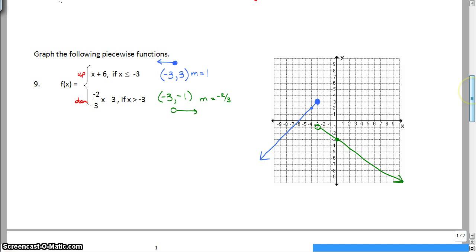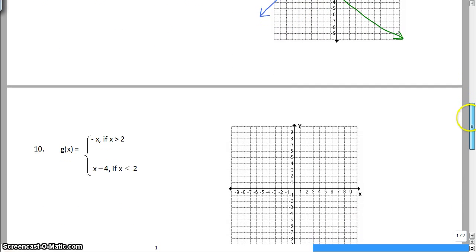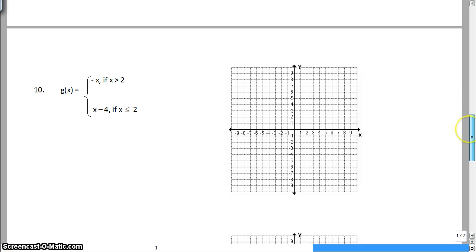So if you found that a little tricky, I recommend that you rewind and you watch it again, and then come give number 10 a try on your own. Go ahead and pause. Come back when you're ready.